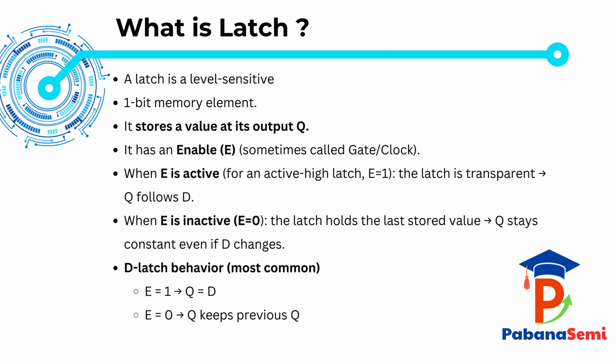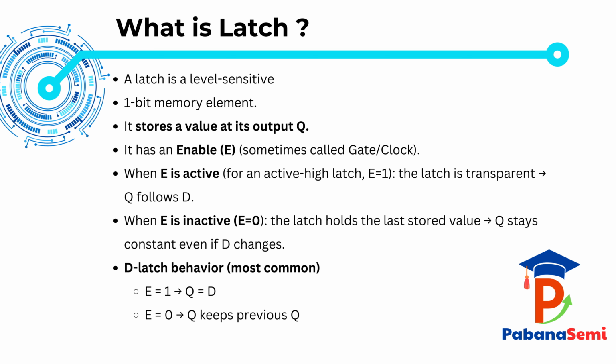Here is the key idea. When enable is active, for an active high latch, that means E equals 1, the latch becomes transparent. Transparent means the output is not locked. So Q follows the input. In a D latch, the input is D, so when E is 1, we say Q equals D.